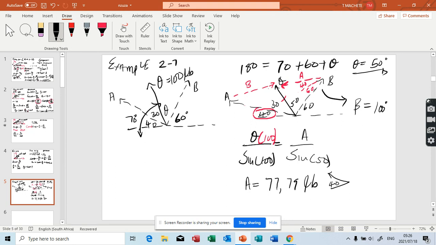So now we know our side A. So how do we find our side B? Remember the angles of a triangle add up to 180. So now you know two angles inside that triangle. So can't you find that angle that is opposite to B?